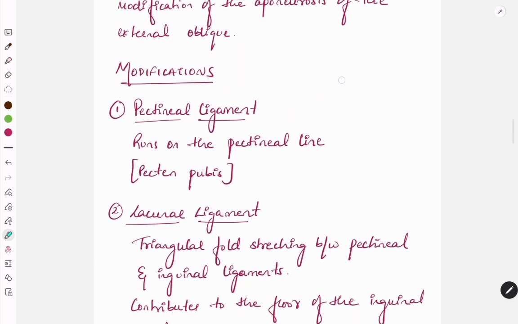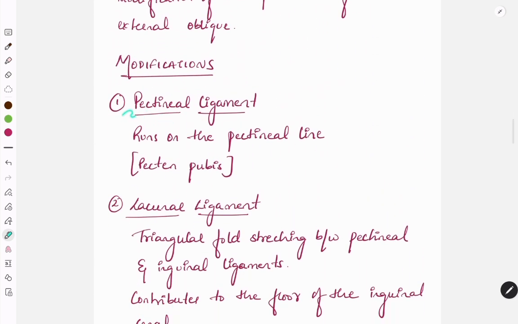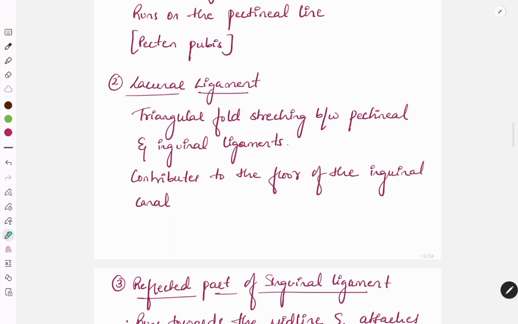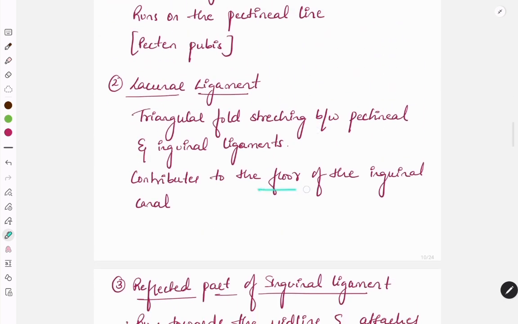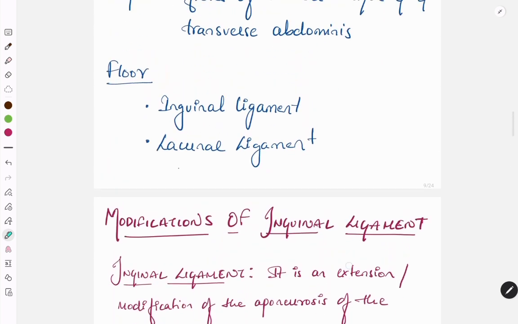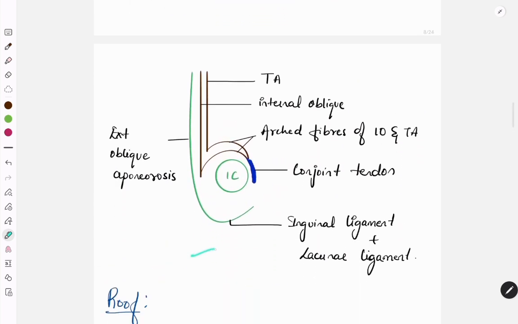So now we will go into the theory part. Modifications. First one is the pectineal ligament. It runs on the pectineal line, that is on the pecten pubis. The second one is your lacunar ligament. It is a triangular fold stretching between the pectineal line and the inguinal ligament. As you can see here, it is a triangular fold stretching between your pectineal ligament and the inguinal ligament. It contributes to the floor of the inguinal canal. Yes, we already saw it in this diagram, that is, in the sagittal section.